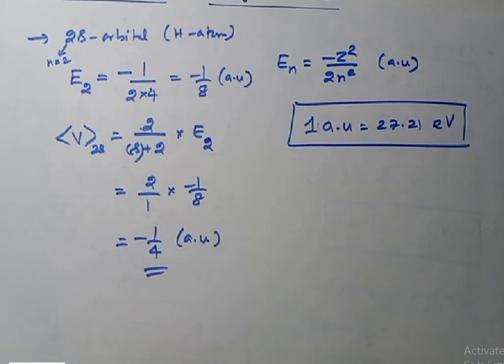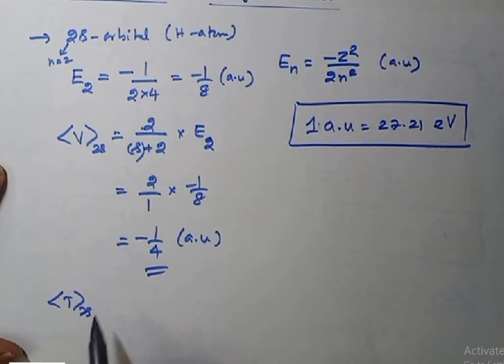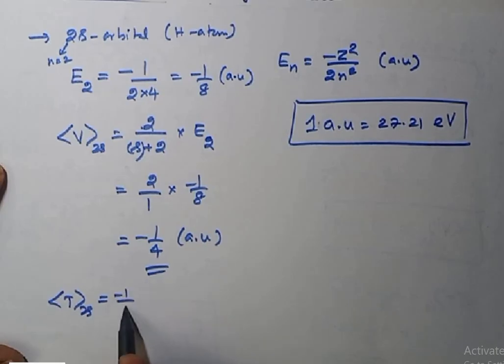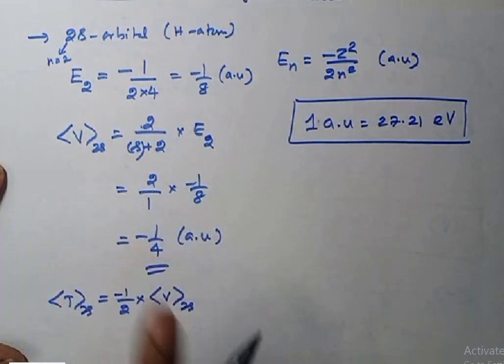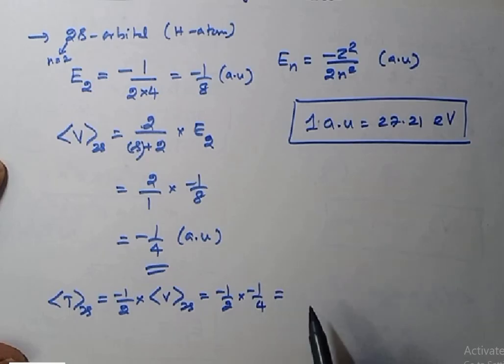So the average kinetic energy of the electron in the 2s orbital is equal to S by 2. S value is minus 1, so minus 1 by 2 into the average value of potential energy in the 2s orbital. We found the average value of potential energy in the 2s orbital is minus 1 by 4. So minus 1 by 2 into minus 1 by 4, we get the answer as 1 by 8 atomic unit.